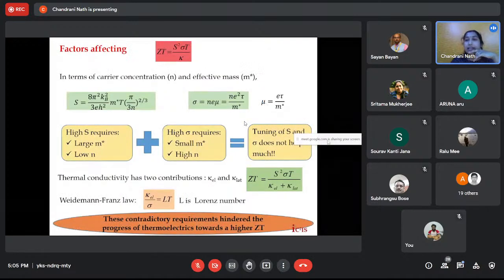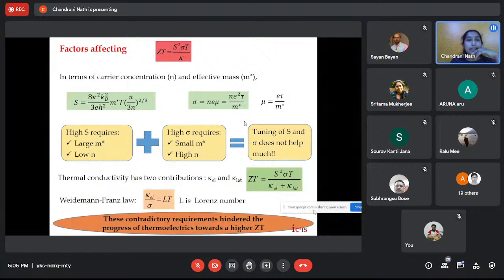So how does this affect our figure of merit ZT? As we have already seen, thermal power, we say S, the Seebeck coefficient, is inversely related to electrical conductivity sigma. In terms of carrier concentration and effective mass, the relations are shown here. From this relation, we can see that a high Seebeck coefficient requires a large effective mass.